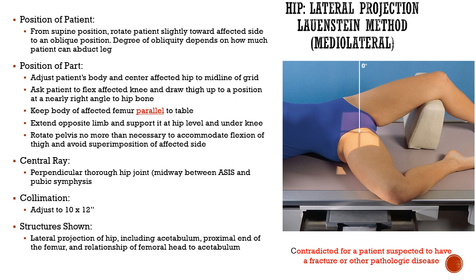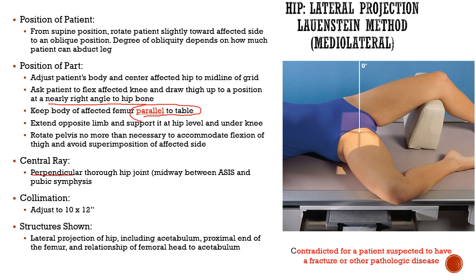We're going to ask the patient to flex the affected knee and draw the thigh up to position at a nearly right angle to the hip bone. We're going to keep the body of the affected femur parallel to the table. We're going to extend the opposite limb and support it at the hip level and under the knee, and rotate the pelvis no more than necessary to accommodate flexion of the thigh and avoid superimposition at the affected side.